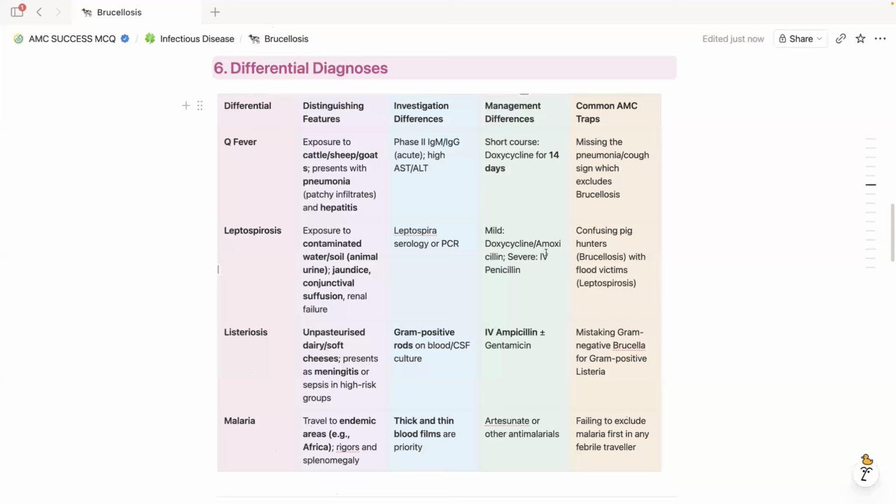The trap is confusing pig hunters, brucellosis, with flood victims, leptospirosis. Remember, pig hunters is always brucellosis.